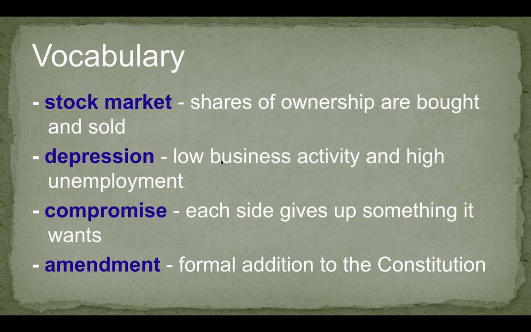Stock market is where you buy and sell shares of companies. We'll talk more about that later. A depression is low business activity, high unemployment. Unemployment means people aren't working. High unemployment means large numbers of people aren't working. Compromise, each side has to give up something. We've talked about that before in the past. An amendment is an addition to the Constitution. None of that is new stuff.